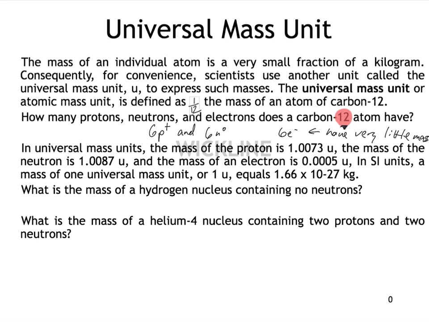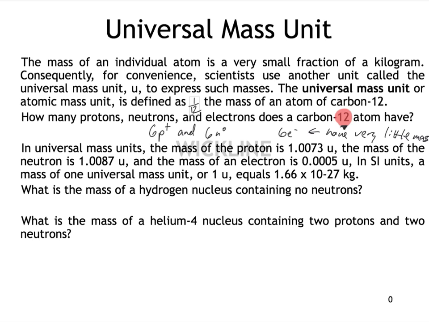All right, so here are some more precise numbers. So in universal mass units, the mass of the proton is this many, the neutron is just a little bit more, and the electron is super small. In SI units, which would be like kilograms, then we can see that we have this many kilograms per universal mass unit, so a very small number.